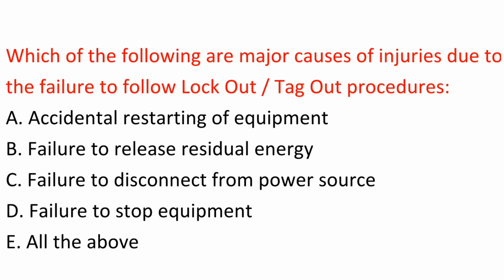Question. Which of the following are major causes of injuries due to the failure to follow lockout, tagout procedures? A. Accidental restarting of equipment. B. Failure to release residual energy. C. Failure to disconnect from power source. D. Failure to stop equipment. E. All the above. Answer. E. All the above.